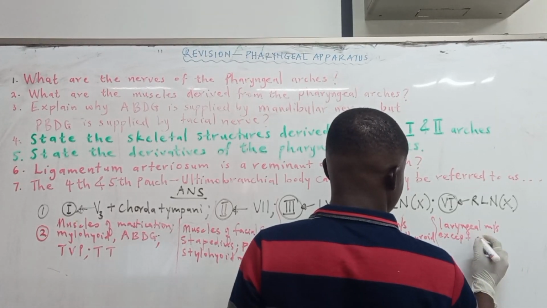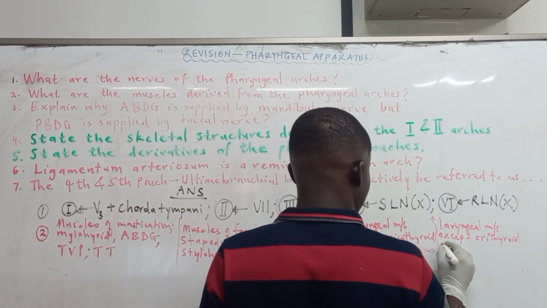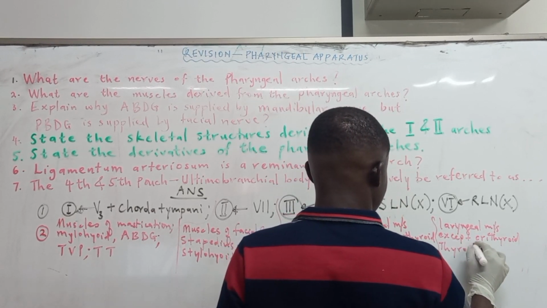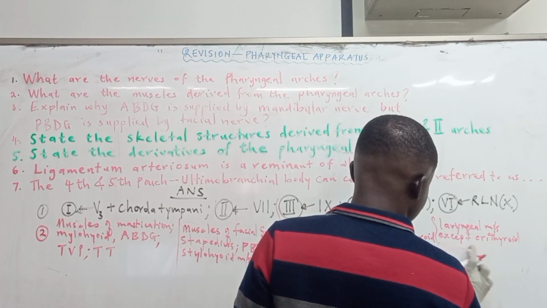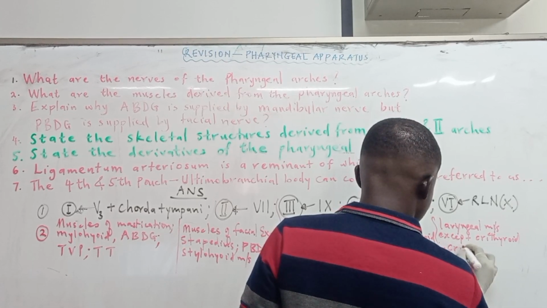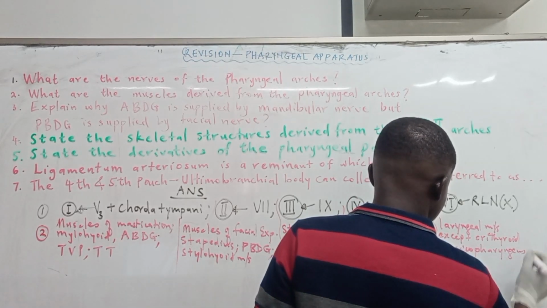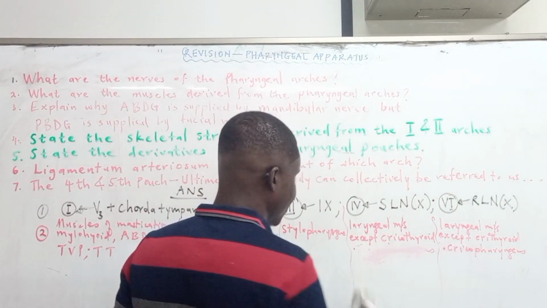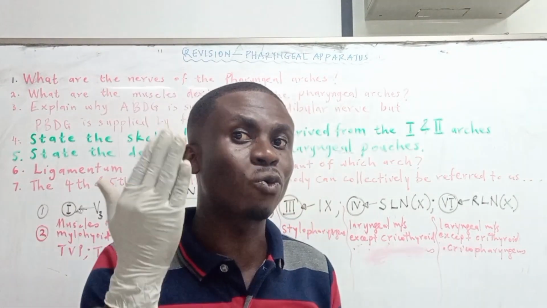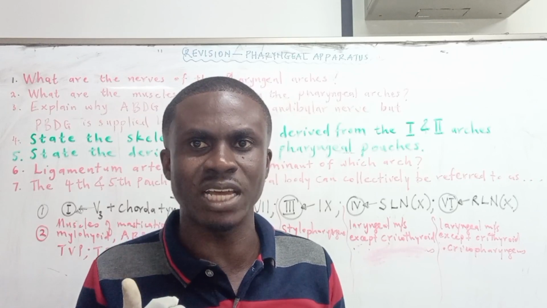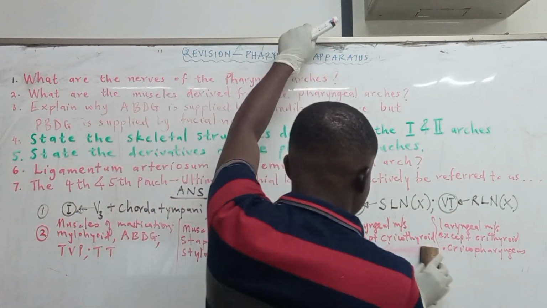Except cricothyroid muscle, and of course cricopharyngeus, sorry, cricopharyngeus. Not thyroid, cricopharyngeus. Because of course, the one over here is closer to the pharyngeal area, so it will be supplied by the pharyngeal plexus. But the one below will be supplied by, of course, this recurrent laryngeal nerve.